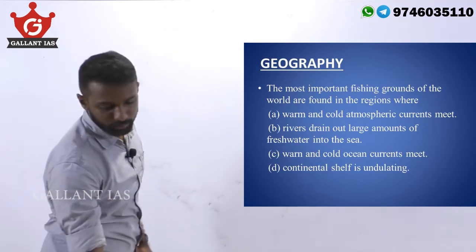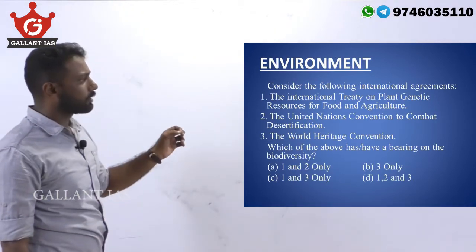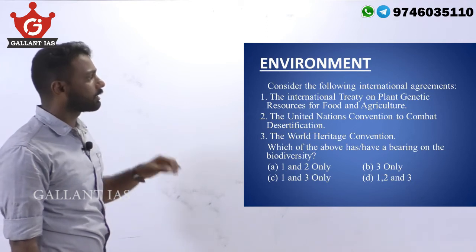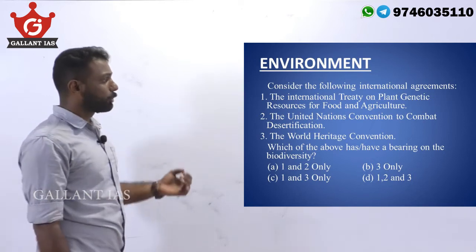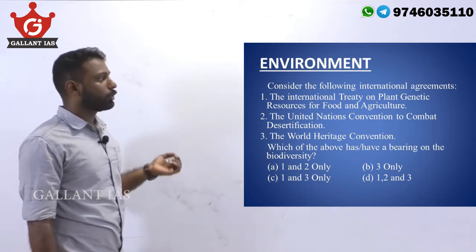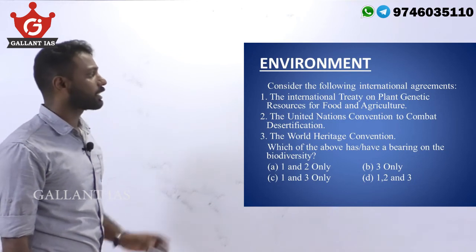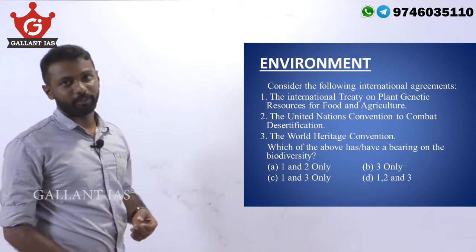And the last question for today is from environment and ecology. Consider the following international agreements. 1. The International Treaty on Plant Genetic Resources for Food and Agriculture. 2. The United Nations Convention to Combat Desertification. 3. The World Heritage Convention. Which of the above has or have a bearing on biodiversity?